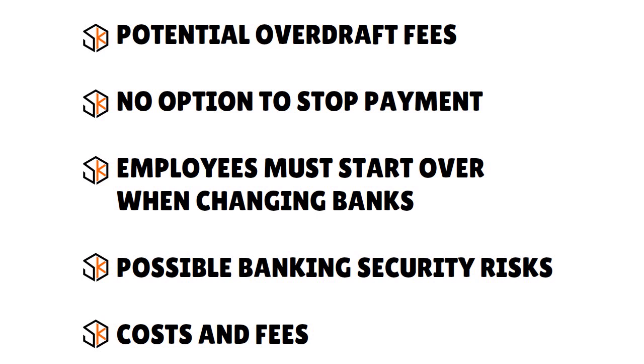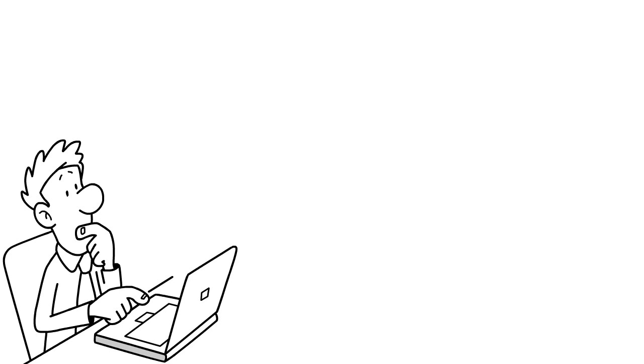Unlike physical paper checks, you cannot place a stop on an electronic transfer once it's been initiated. If errors are made, they must be corrected after the deposit clears. Employees must start over when changing banks. So while this is a minor inconvenience for most, a new authorization form is required every time an employee wants to switch or update their account of choice.